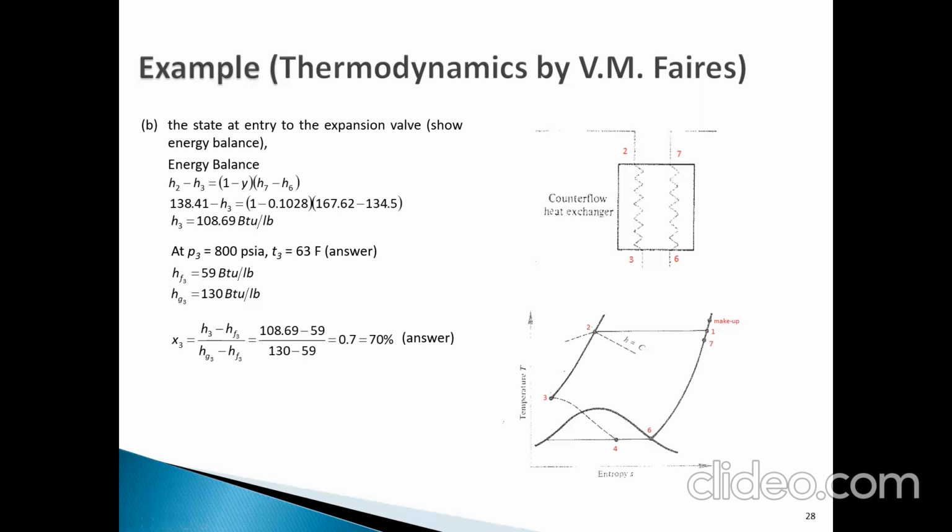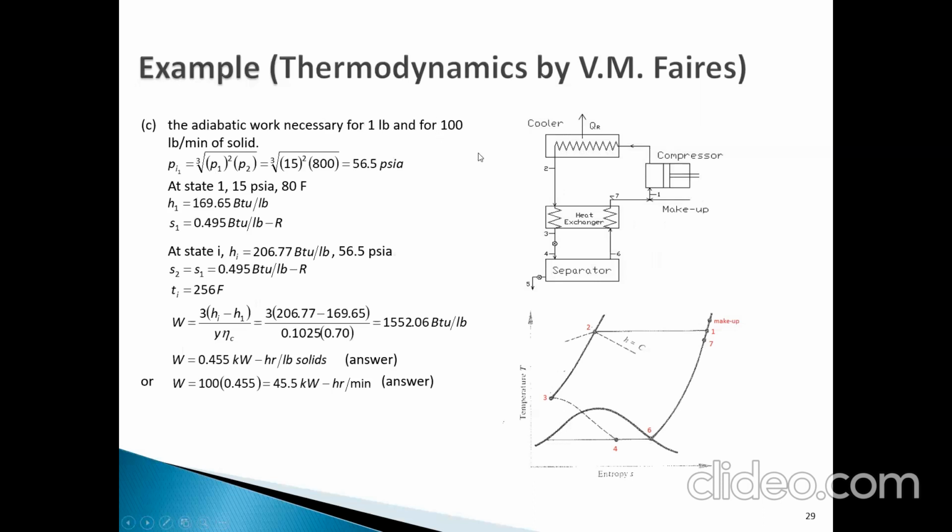Kasi dito, kailangan mo, siyempre, sasabay mo yung quality. Hindi lang pressure, temperature. Ano yung quality mo? Okay? Kasi saturation curve yan. So, X3 is 108.69 minus 59 over 130 minus 59, is 0.7, is 70%. Okay? Pag nasa wet region ka, hindi lang pressure, temperature. Saka hindi enthalpy ang binibigay, kundi pressure and temperature plus yung quality. So yan, 70%.